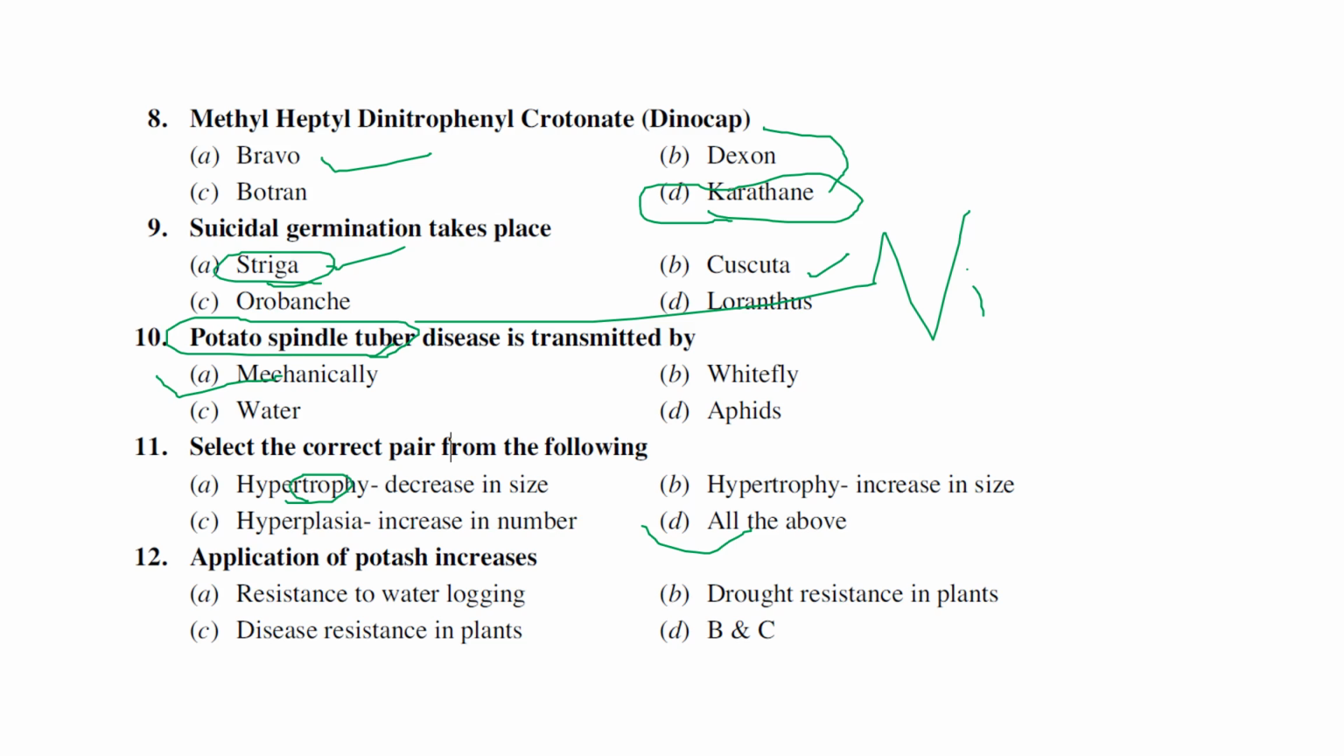And the next one is application of potash generally increases resistance to waterlogging, drought resistance, as well as disease resistance. Generally, this potash is actually meant for disease resistance and drought resistance. So application of potash is beneficial for increasing the disease resistance as well as the drought resistance. So the answer is B and C.